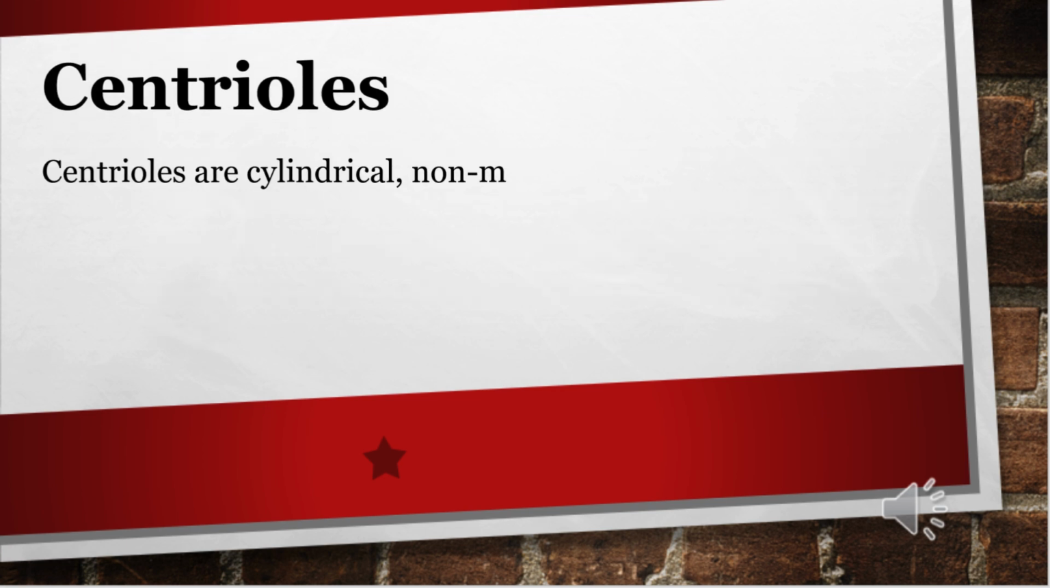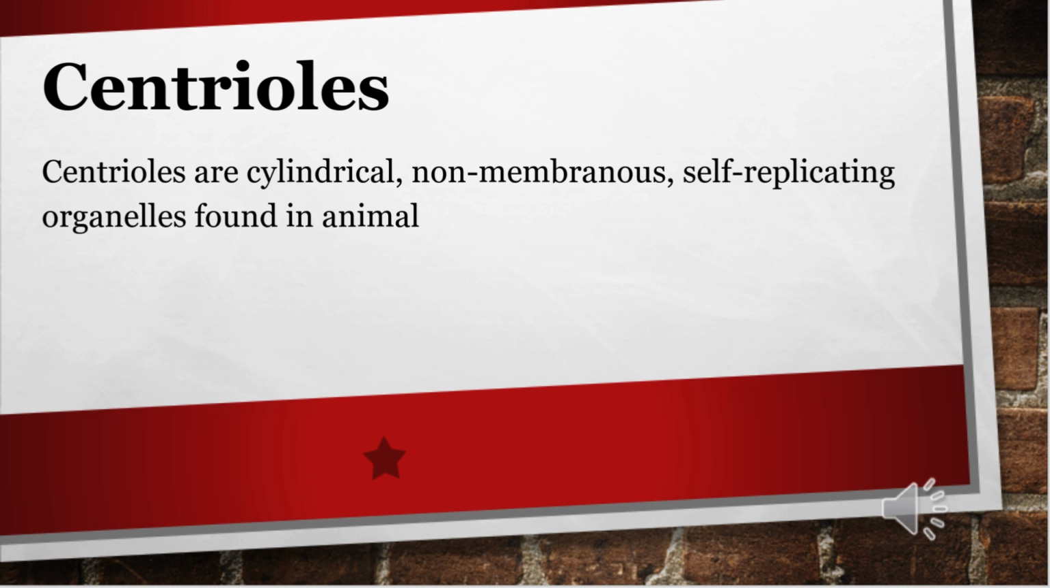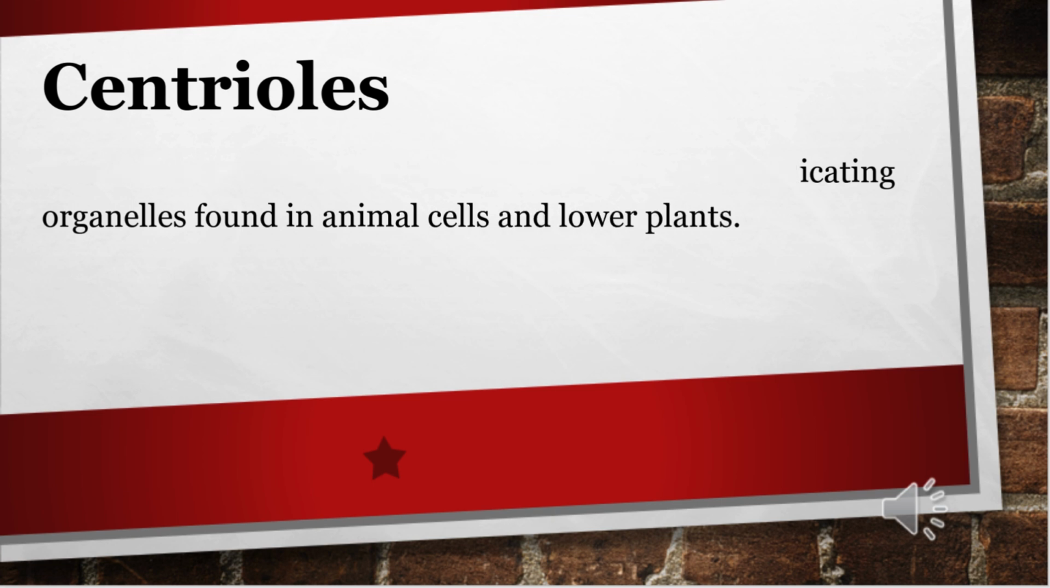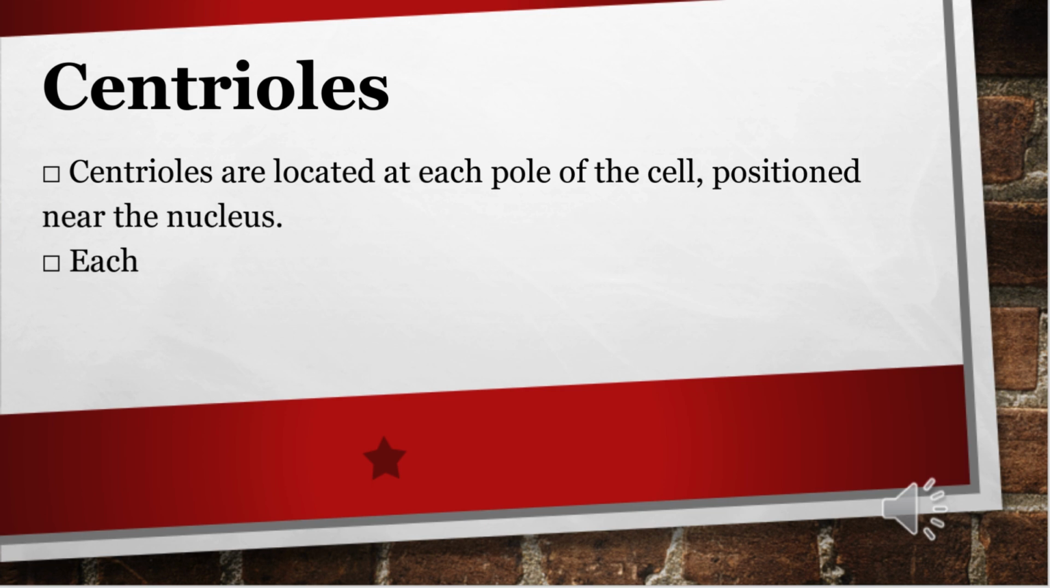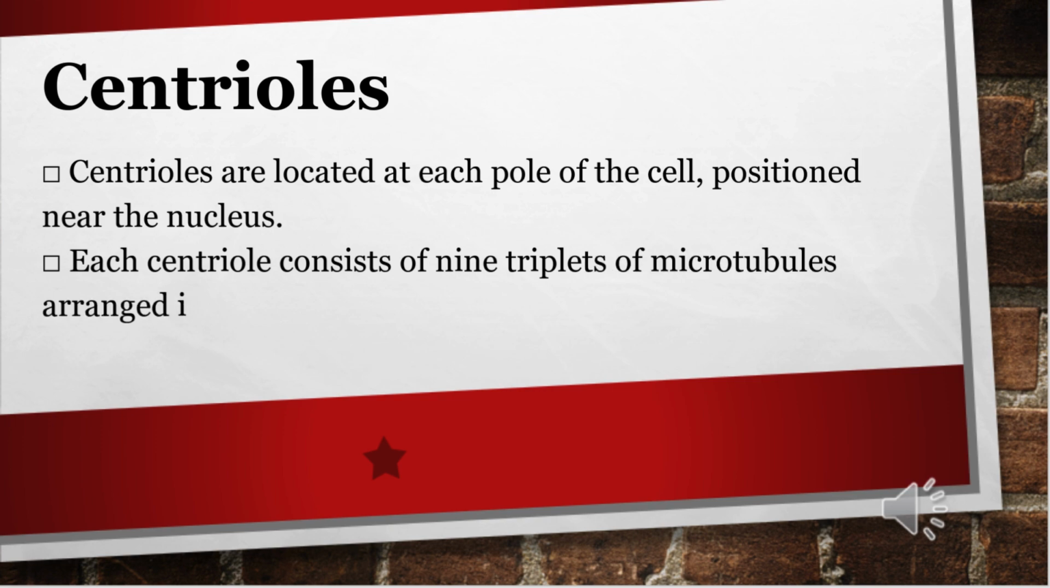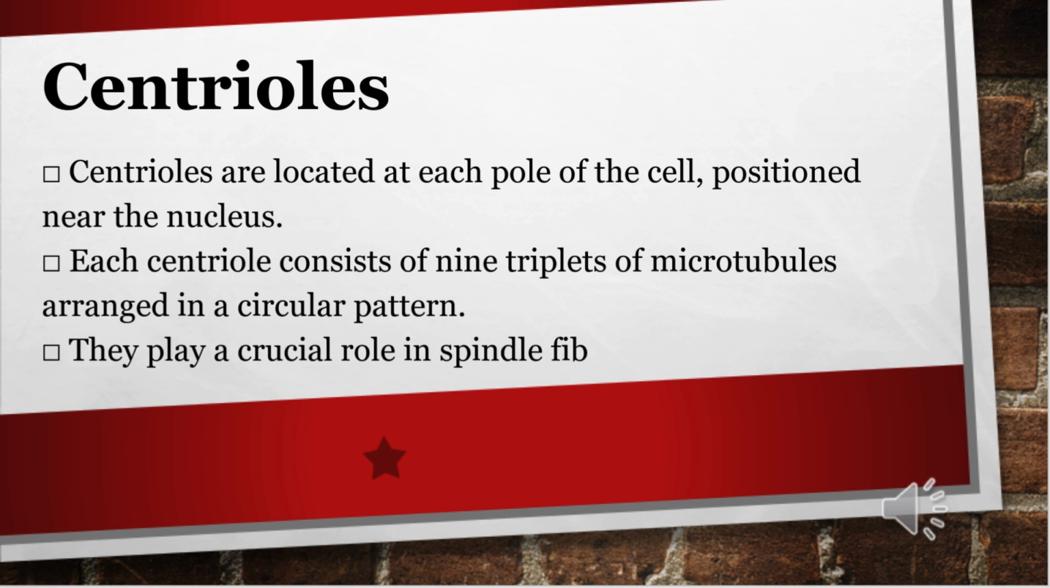Centrioles are cylindrical, non-membranous, self-replicating organelles found in animal cells and lower plants. Centrioles are positioned at each pole of the cell, near the nucleus. Structurally, each centriole is composed of 9 triplets of microtubules arranged in a circular pattern. These organelles are essential for spindle fiber formation, ensuring proper chromosome separation during cell division.